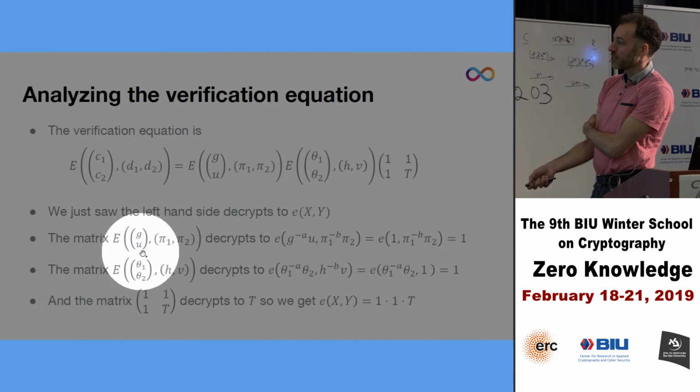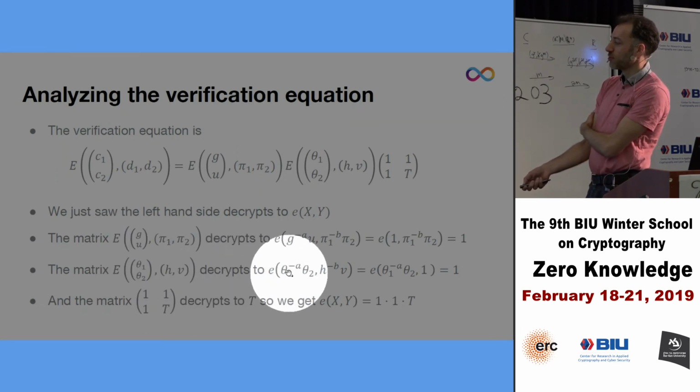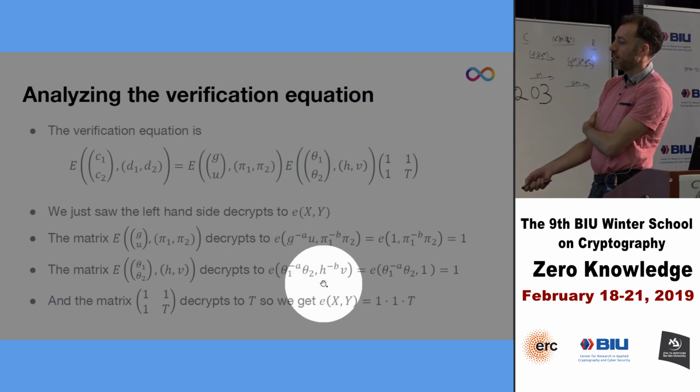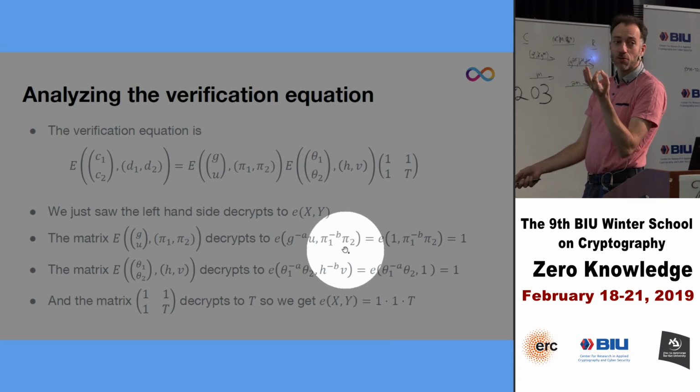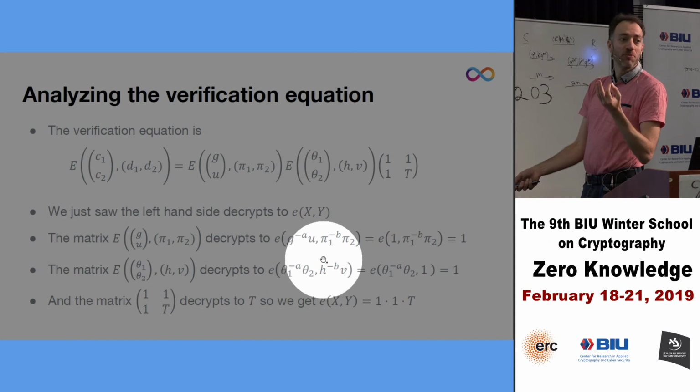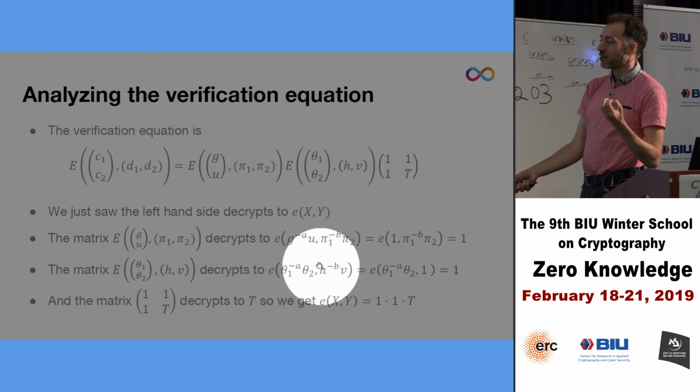If we look at the second matrix, that's going to decrypt to theta 1 to the minus A times theta 2, and H to the minus B times V. But again, by definition, V is H to the B, so that's going to give you 1.